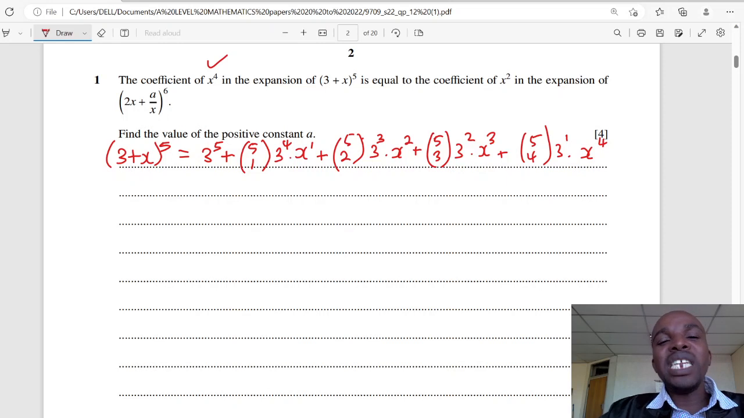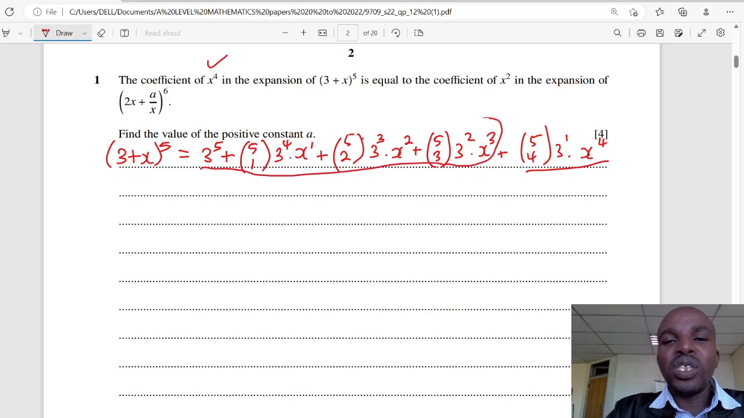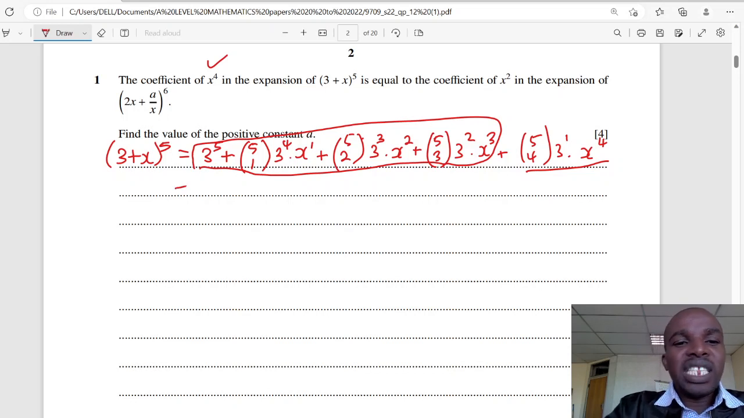Right. So you expand up to the term in x to the power 4. So it's this one. That's the term. So ignore all these items. You just leave them. Don't rub them off. Just leave them. But all you have to consider is the last item. So 5 choose 4 is 5. Then times 3. Then times x to the power 4. So this will give you 15x to the power 4.